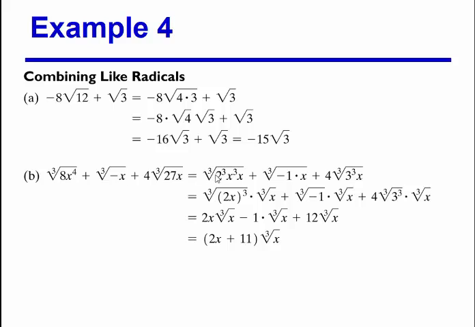For this one here, we're going to go ahead and work with each one individually. So the first one ends up being the cube root of 2 to the third x to the third and x. This second one becomes a cube root of negative 1 times x. The third one, 4 times a cube root of 27x, becomes 4 times a cube root of 3 to the third x. And you can see here, follow along, how we slowly start simplifying them. And then ultimately we end up with 2x plus 11 times the cube root of x.